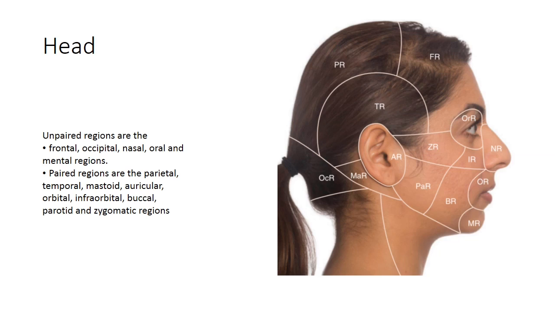That is your parietal region. So this is the parietal region. We have the temporal region. We have the mastoid regions, right? We have the auricular regions. We have the orbital regions, we have the buccal region and we have the parotid region. Also we have the zygomatic region. So these are the regions into which we divided the head.